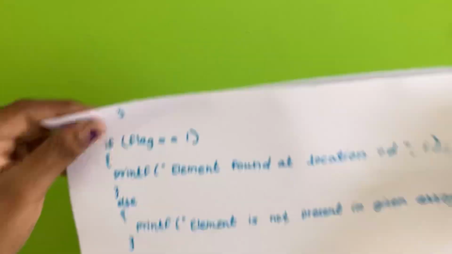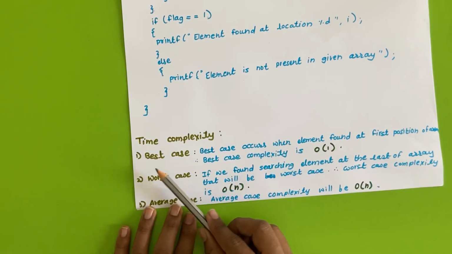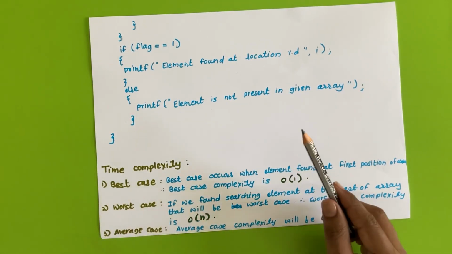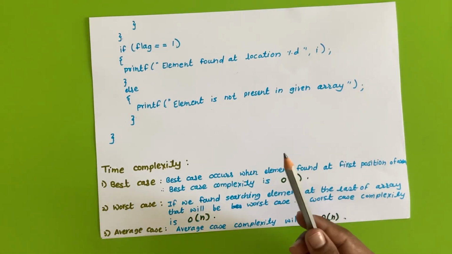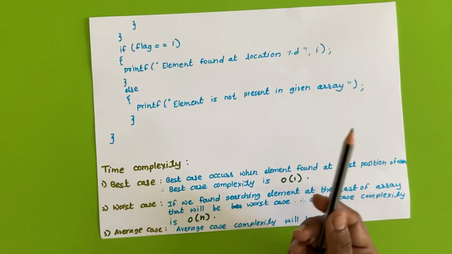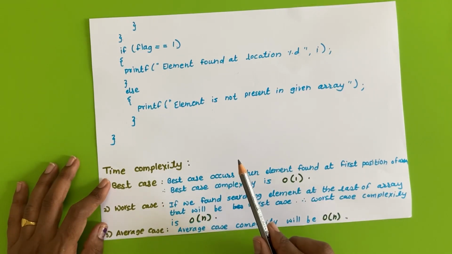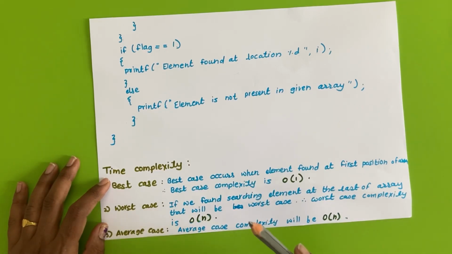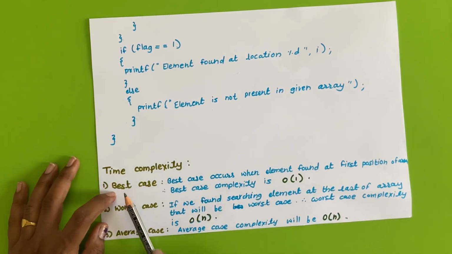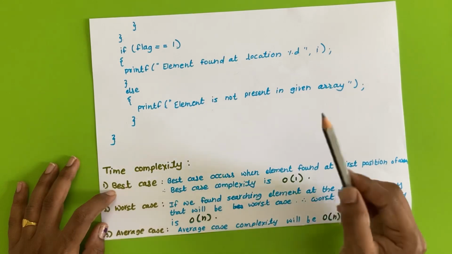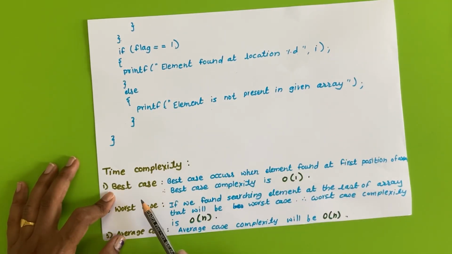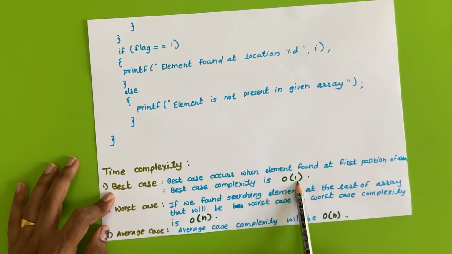So if we discuss the complexities, in the case of linear search, the best case will happen when the searching element is present at the first index of the array, or the first array element is the searching element. That would be the best case. In that case we require only one comparison, so its complexity for the best case will be order of 1.